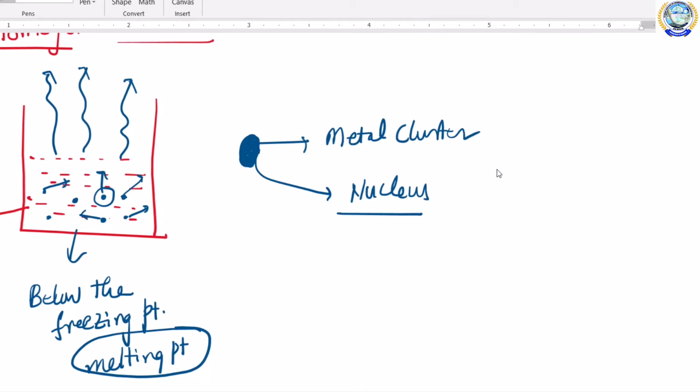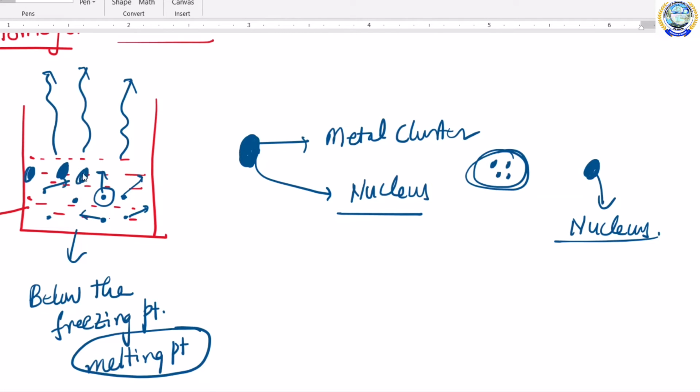What is the difference between a nucleus and a metal cluster? Metal clusters are very, very small sized particles. They will add together to form a big size solid particle. This big size solid particle is called a nucleus. In the liquid you can identify different nuclei formed at different places.